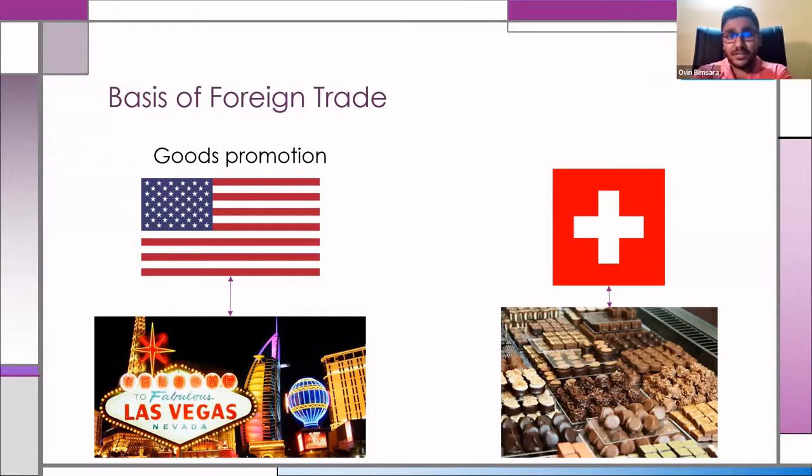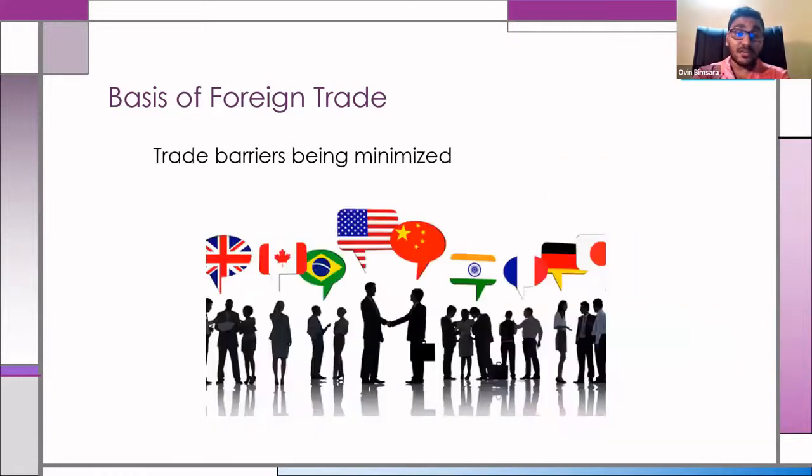And when it comes to chocolate, even in Sri Lanka, we can find local producers like Cando's. But if you want to eat a real chocolate, or if you want to gift a proper chocolate to someone with that premium price, you would go for Swiss chocolates. So Switzerland has gained that brand name for their chocolates with the promotions they have done. This is another reason why foreign trade occurs.